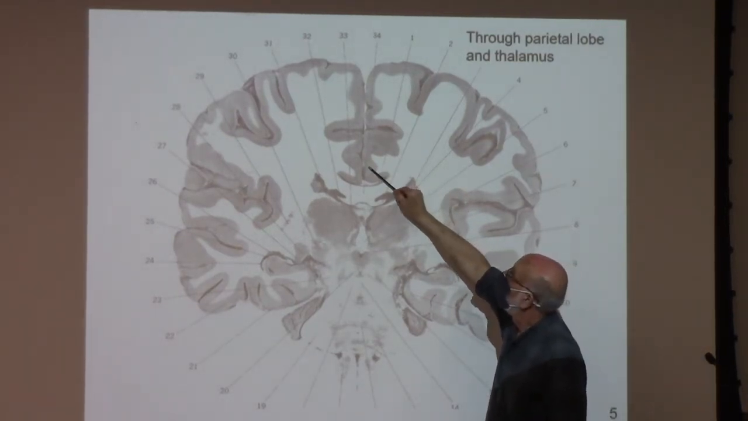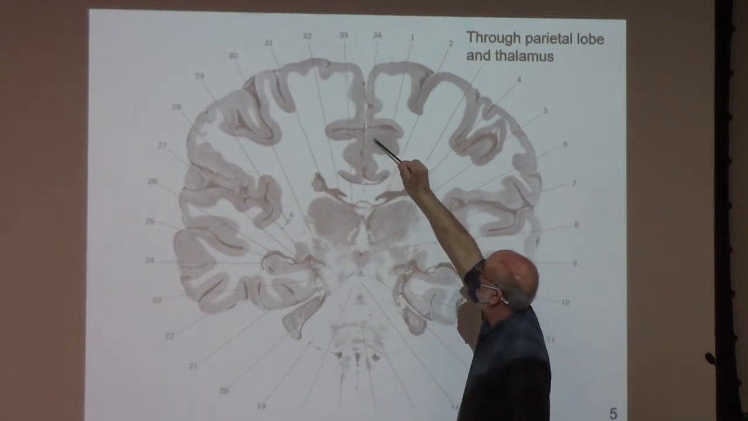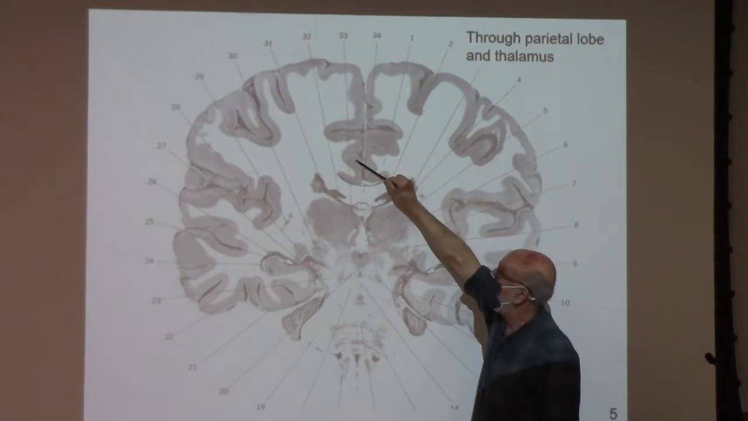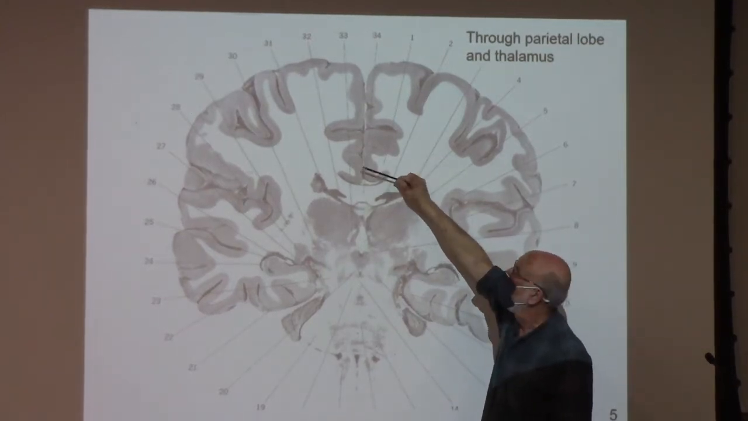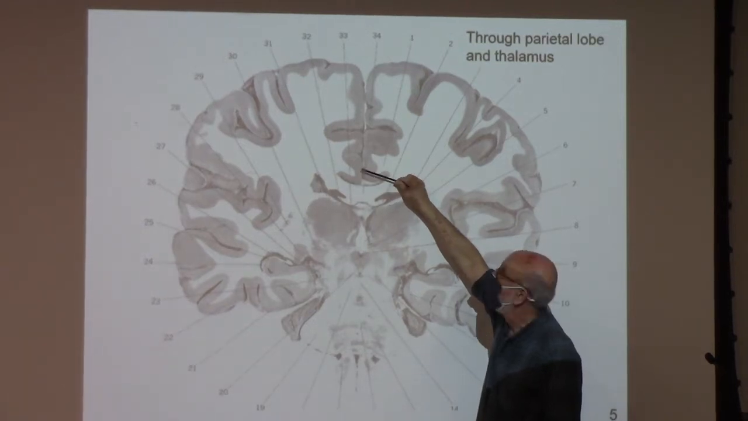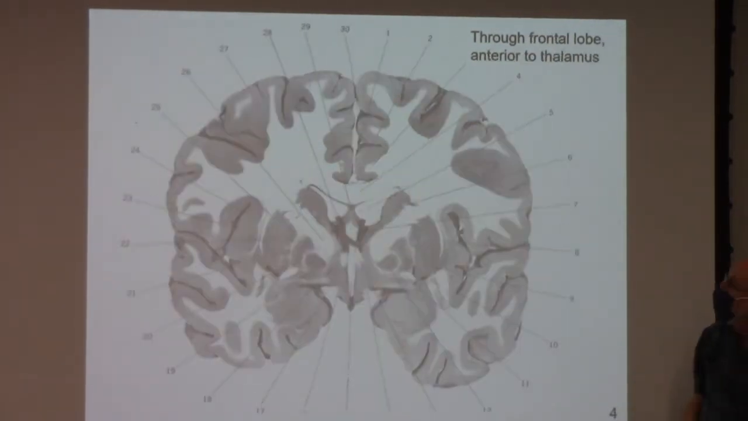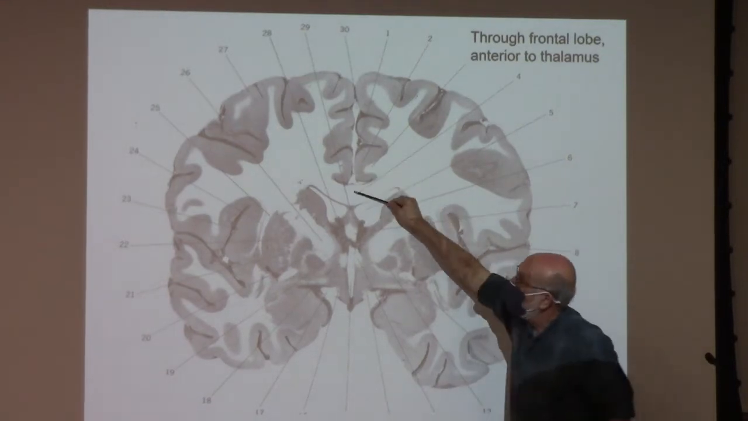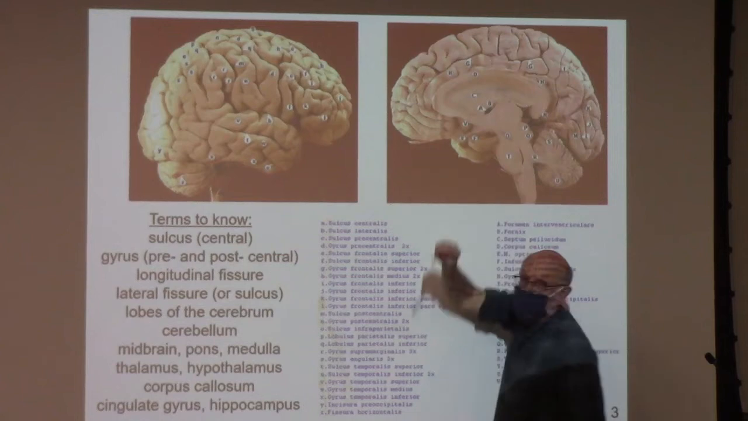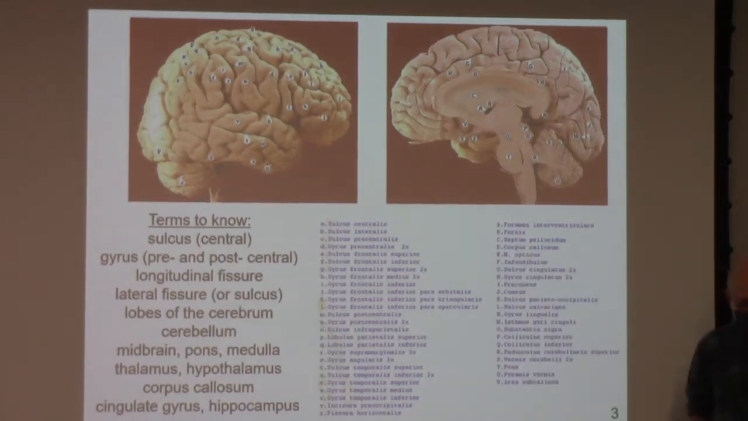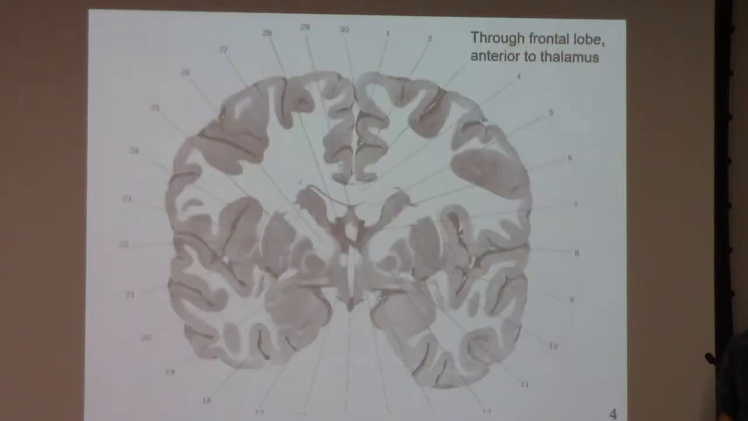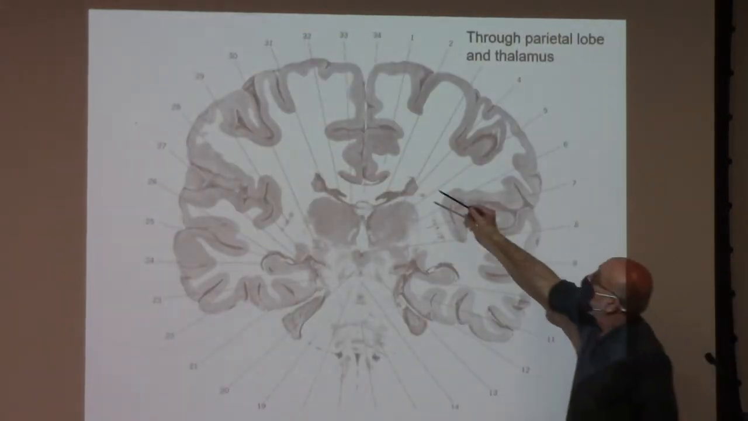Sarah, what's the name of this gyrus? The gyrus right above the corpus callosum. Cingulate gyrus, right? You have to think in 3 dimensions. It's not easy. Cingulate gyrus.